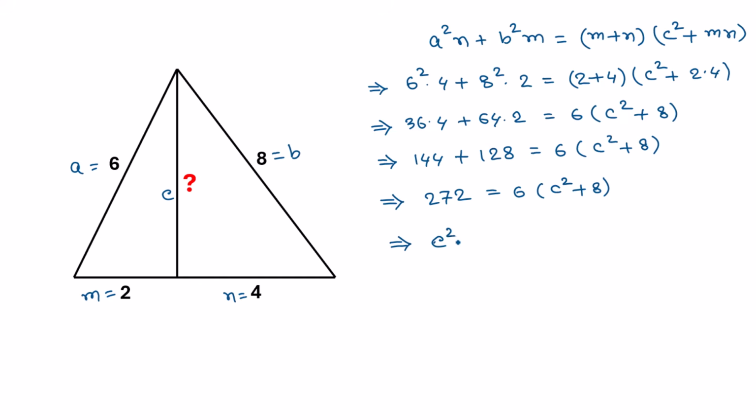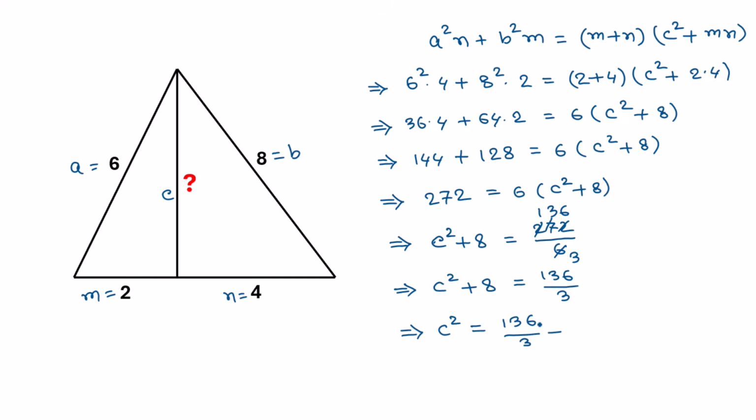So C square plus 8 is equal to 272 divided by 6. Simplifying this, dividing both by 2, here it will remain 3, and here 136. So C square plus 8 is equal to 136 divided by 3. Taking this 8 to the right side, we will get C square is equal to 136 over 3 minus 8.